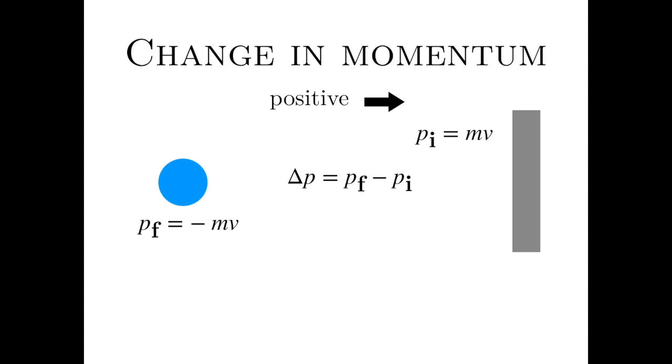So, since change in momentum is final momentum minus initial momentum, its value would now be minus mv minus mv, which is equal to minus 2mv. This is important because many students often forget that the change is twice the value of its initial momentum.